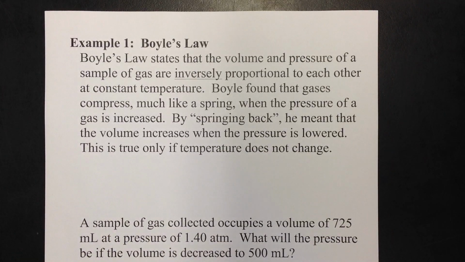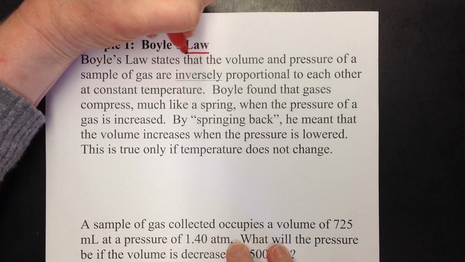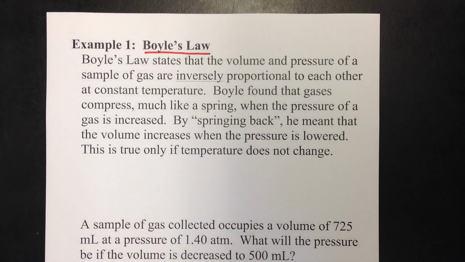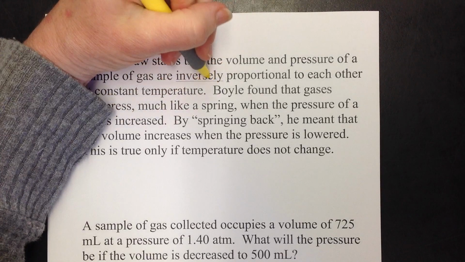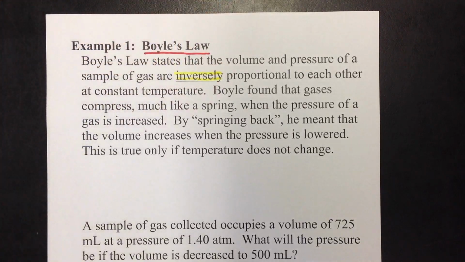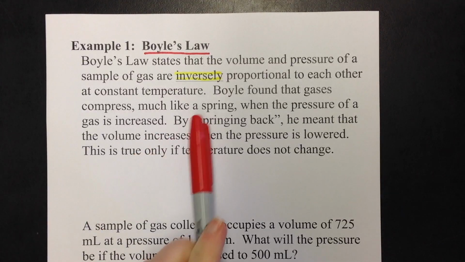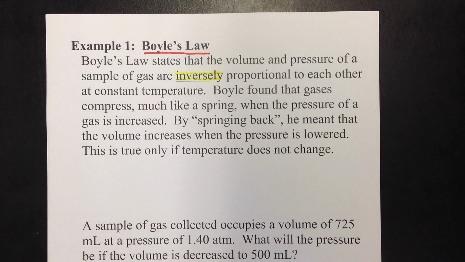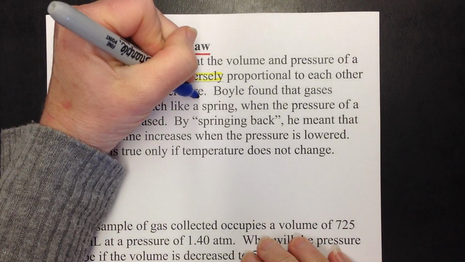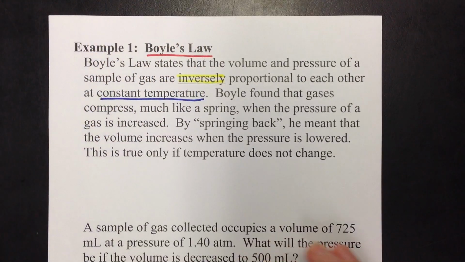So Boyle's Law will be our first basic gas law. Let's see what Boyle's Law was all about. This law states that the volume and pressure of a sample of gas are inversely proportional. What that means is when one goes up, the other goes down. Now notice, here's a little disclaimer. They are inversely proportional to each other at constant temperature. So temperature does not change when we are doing a Boyle's Law calculation.